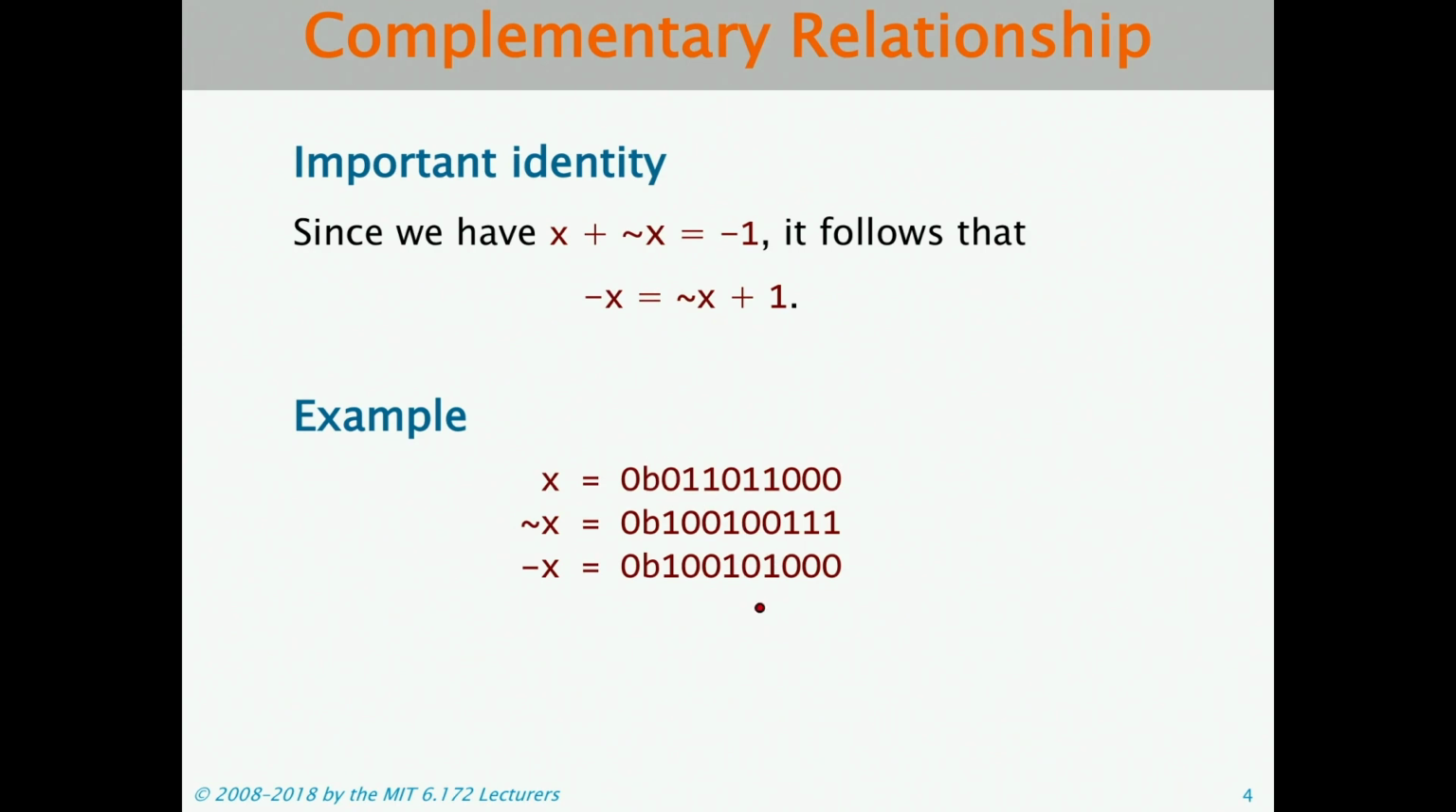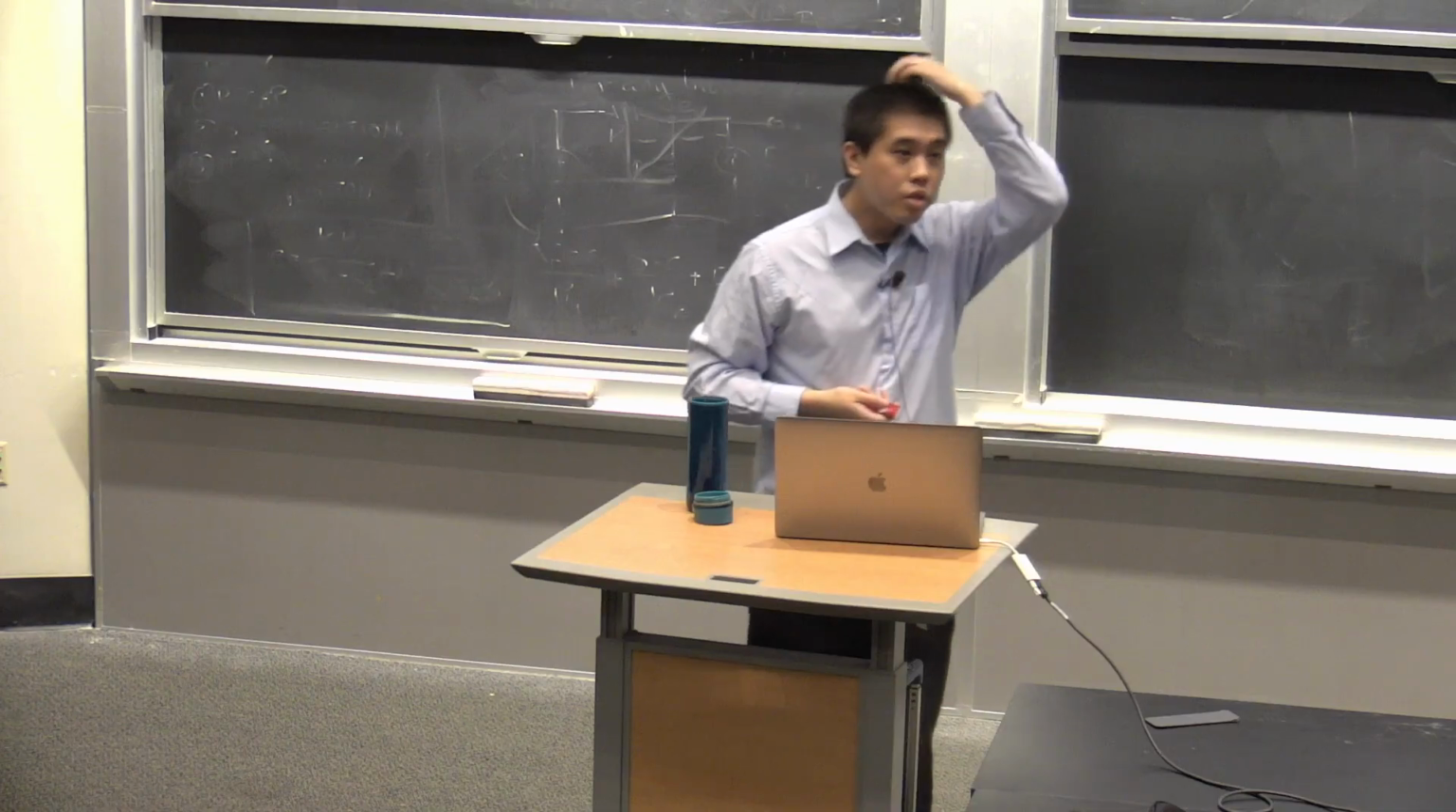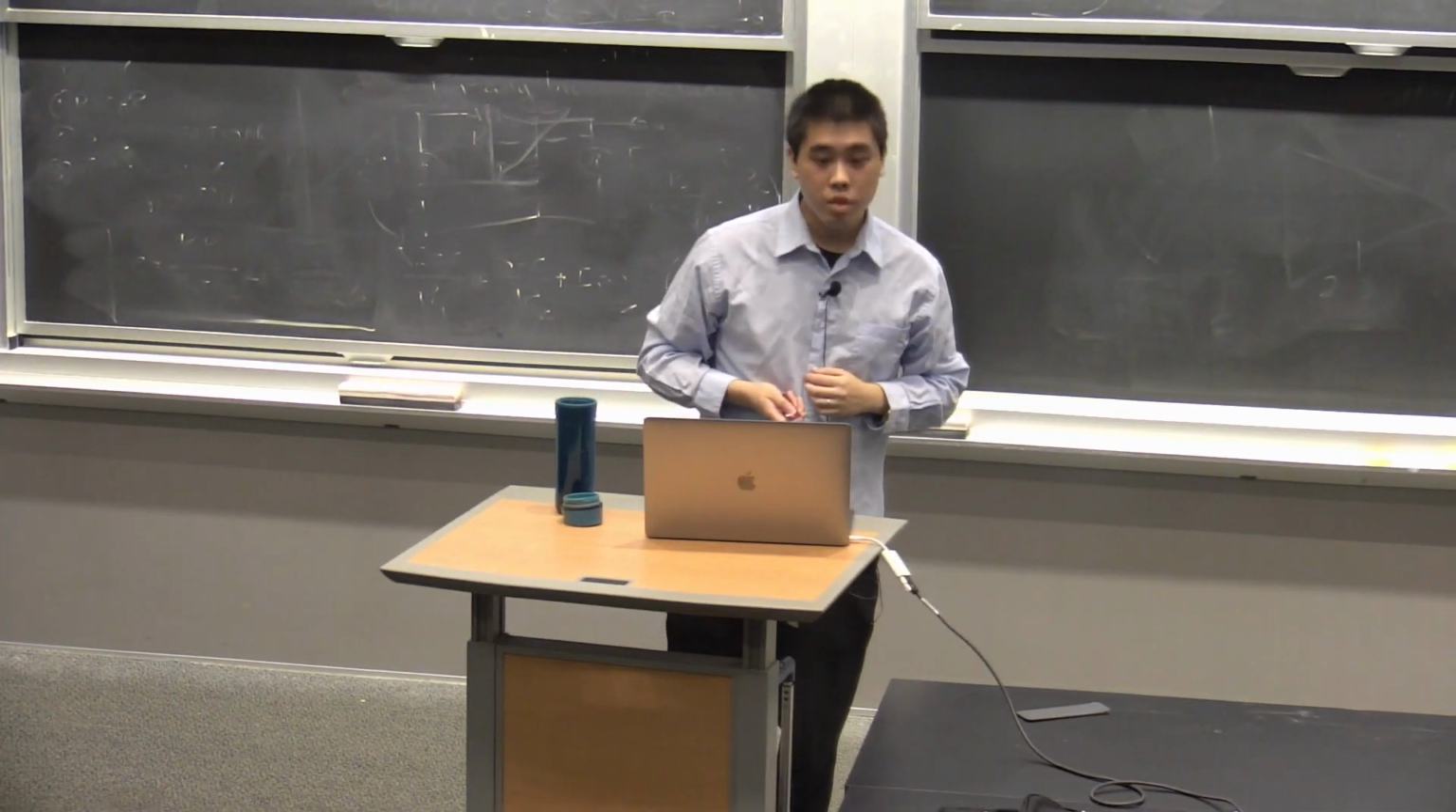Another way to see this is you look at the representation of x, and you flip all of the bits up to the rightmost 1, but not including that rightmost 1 bit, and then you just copy everything over. So any questions about this?